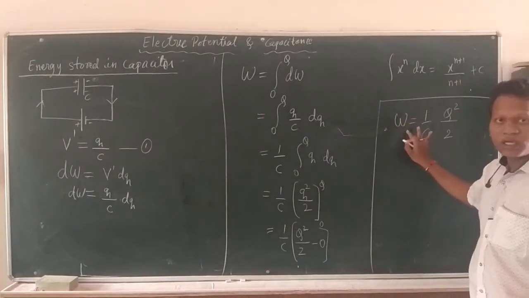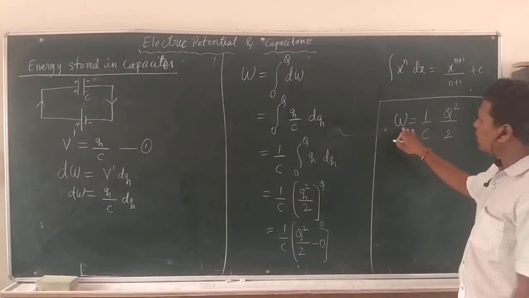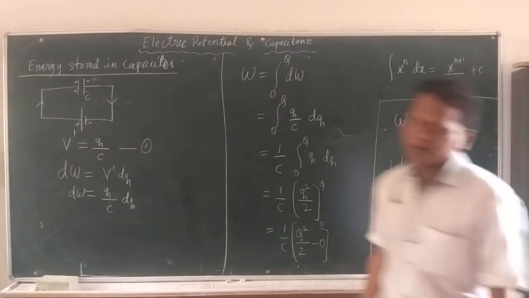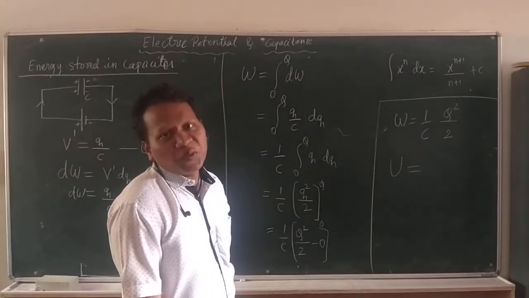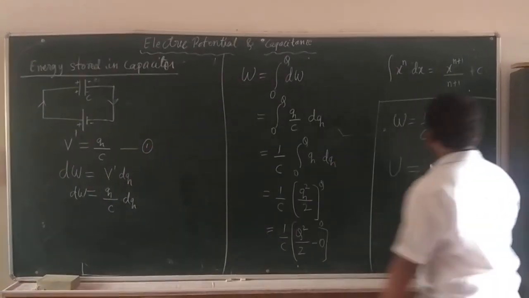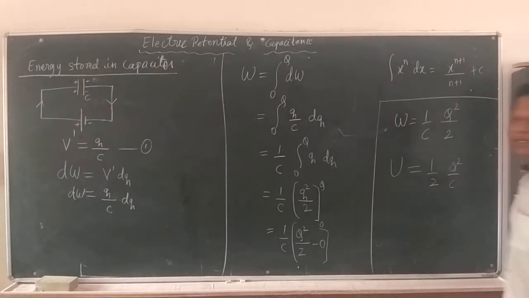And what is W? W is nothing but the amount of work done, right? So this amount of work done is nothing but U. What do you mean by U? U is the letter we are using for energy. So U is equal to 1 by 2 Q square divided by C. This is the amount of energy stored in a capacitor.